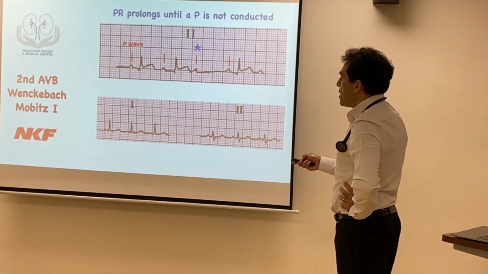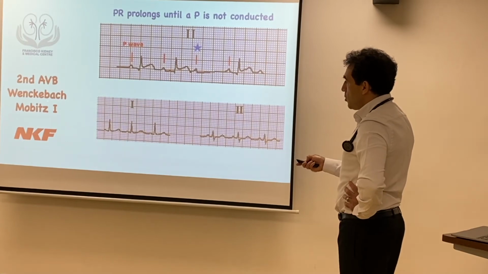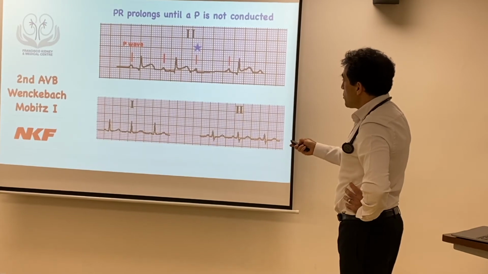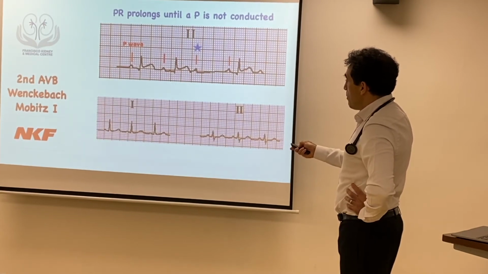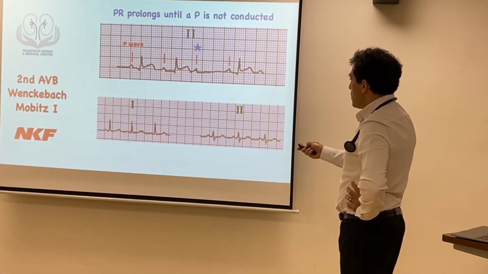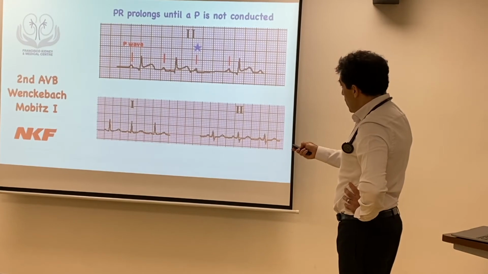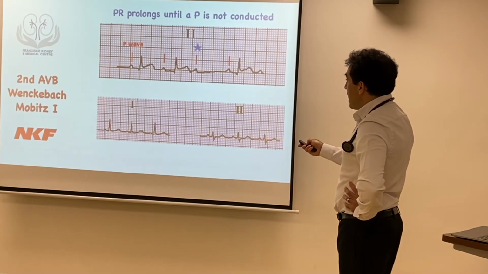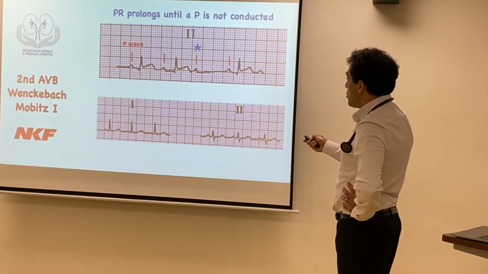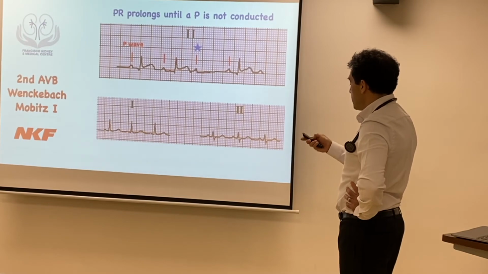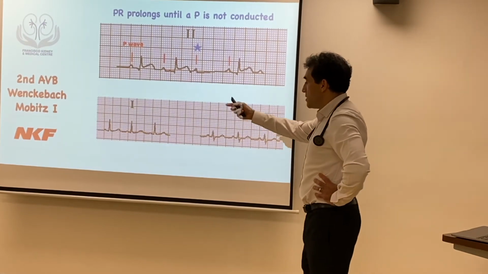The second degree AV block, or Mobitz type 1, or Wenckebach phenomenon, occurs when there is a defect in the conduction from the AV node downstream, and then the PR prolongs, then prolongs a little bit more, and suddenly there is no conduction. So there is a missing QRS here, until it is not conducted.